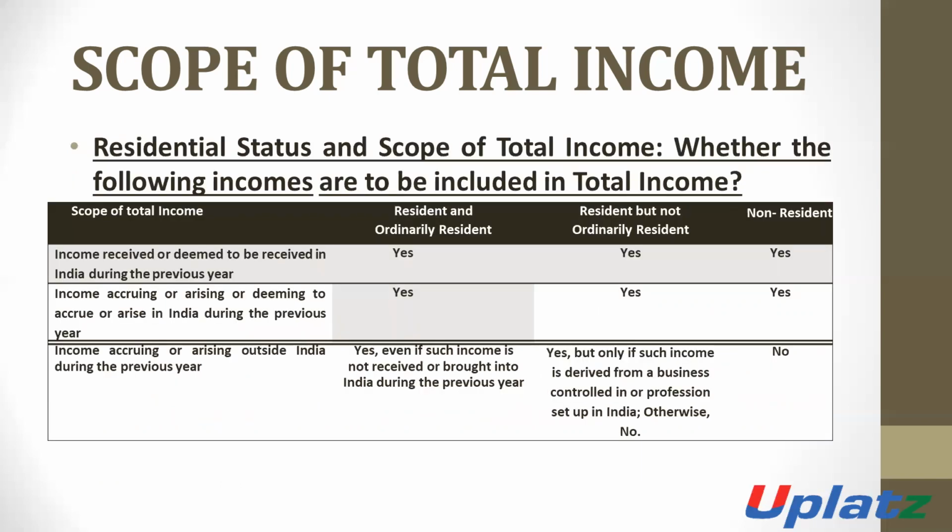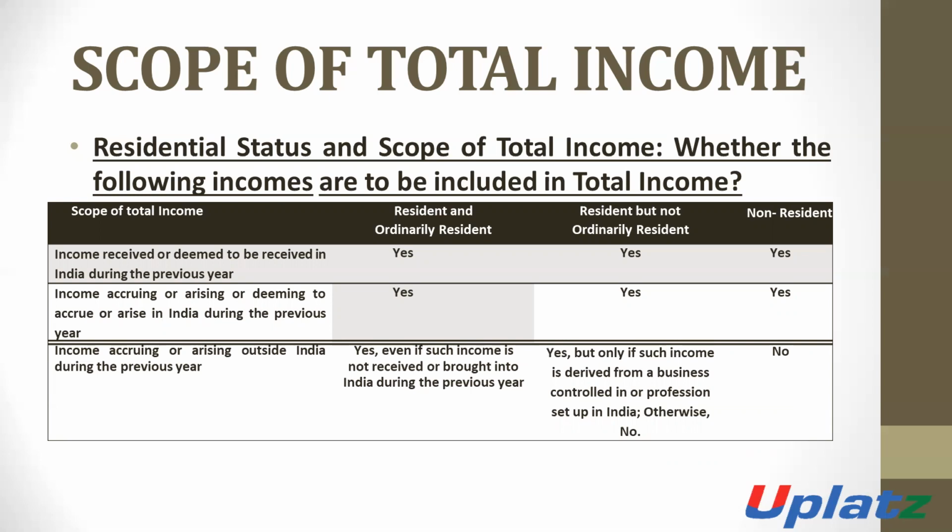Residential status and the scope of total income. Now we will discuss, because to calculate the income which is taxable in India, the residential status is very important, because on the basis of residential status we will identify whether such income will be taxable in India or not. Number one, resident and ordinary resident. Number two, resident but not ordinary resident. Number three, non-resident.